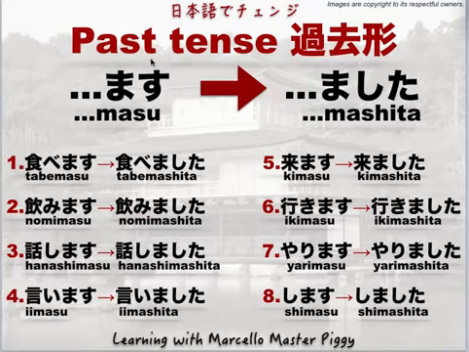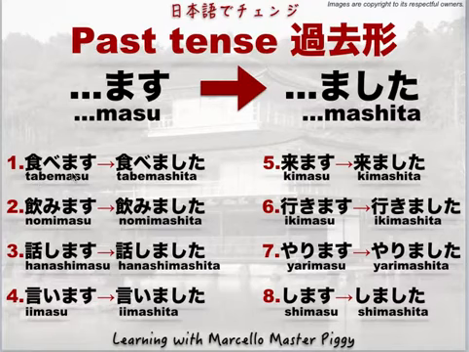Basically, what you have to do is change the masu that we have learned already, or that you will learn for each verb, into mashita. And that's it, guys. That's the past. So, for example, these are some verbs that I have introduced already. Let's see how it changes very simply.